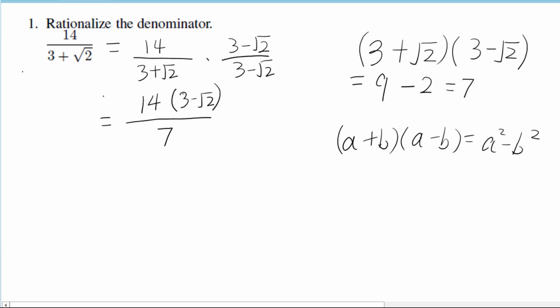Do not rush to do the distributive property. You can check whether you can reduce these numbers. So you have, this is 1, here's 2. Then this 2, you will do distributive property now. 2 times 3, that's 6, minus 2 times square root of 2 is 2 square root of 2. This will be the answer to this question.